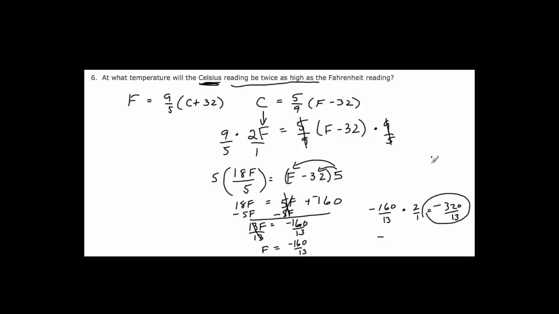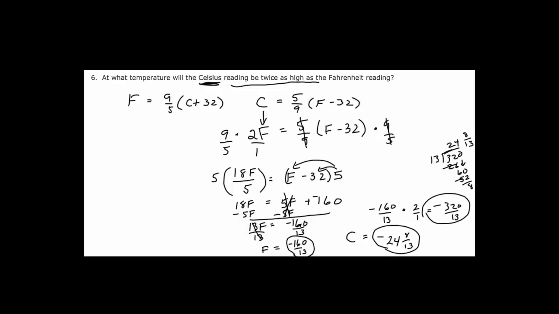So 13 goes into 320. It's going to go in there twice. That's 26 with the 6 left over. Bring down the 0. It's going to go in there 4 times. That's 40, 52 with an 8 left over. And then we're simply going to take that 8 and put it above the 13. So now our Celsius, when it's twice Fahrenheit, would be negative 24 and 8/13 degrees. Again, that's because that is double what this is. This would have been 12 and 4/13.